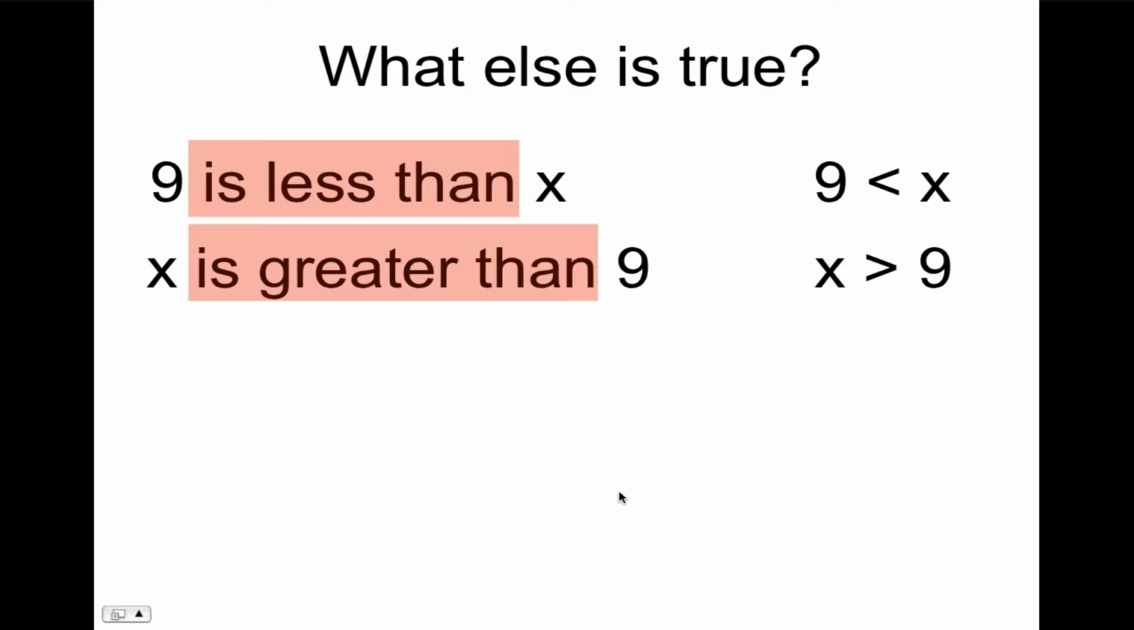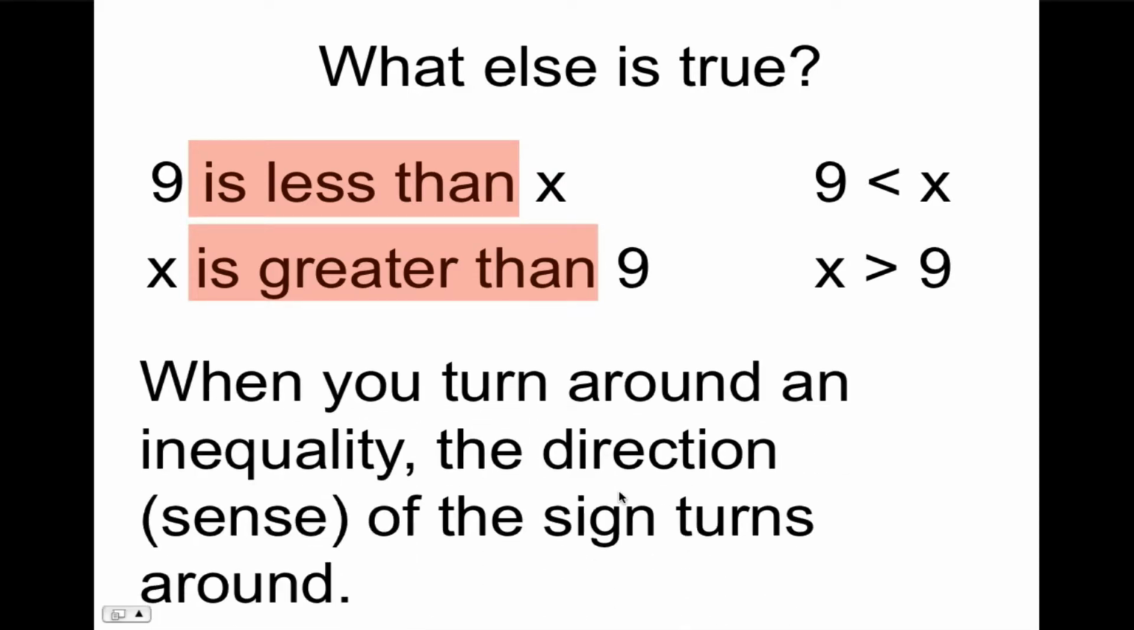So what happens when we turn around an inequality? When you turn around an inequality, the direction of the sign turns around. So notice the less than sign. The small arrow is pointing at the 9, and the alligator wants to eat the x. And when you turn around, say x is greater than 9, the same is true. The small arrow is pointing at the 9, and the alligator wants to eat the x. The direction that the inequality symbol faces is called the sense.